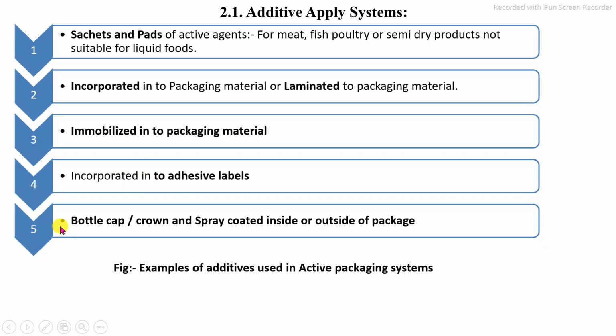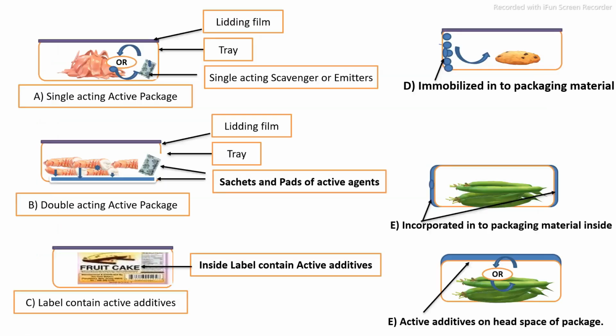The fifth system is the bottle cap, crown or headspace, which provides these additives to act with specific functions. These are the main active additives applied in food packaging. The first is the single-acting additive package, in which pads or sachets contain a single additive that controls a specific role inside the packed food.